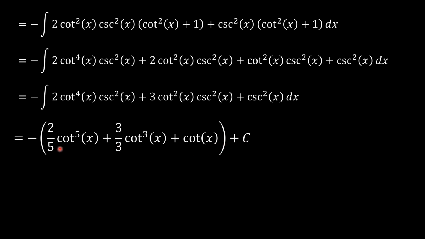Now you may as well just pull cotangent to the power 5 of x over 5 out, and that will lead you to an expression that is cosecant heavy, but I think we'll choose to stop here, because this is an equally correct answer.